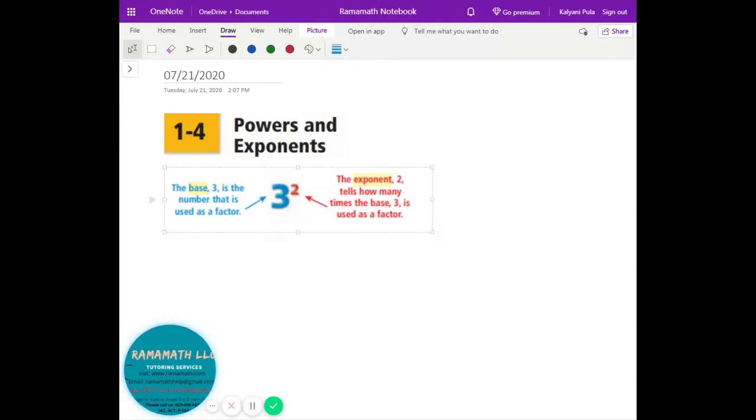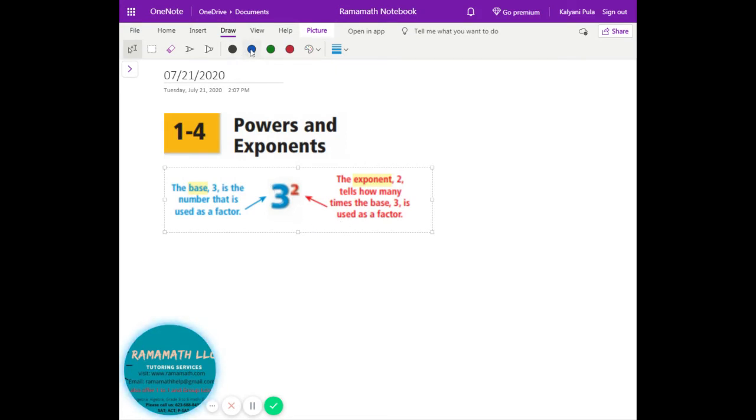So today's topic is again powers and exponents. You'll learn about the exponents and what they are. We can apply that to real life and also to geometry to make more sense about the exponents and powers.